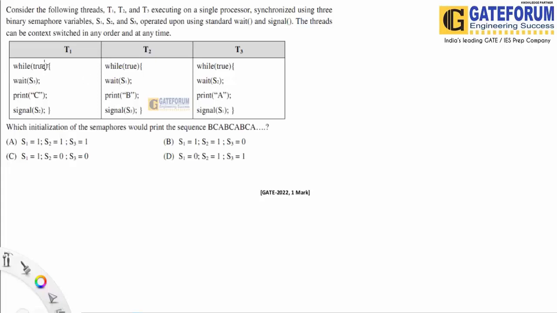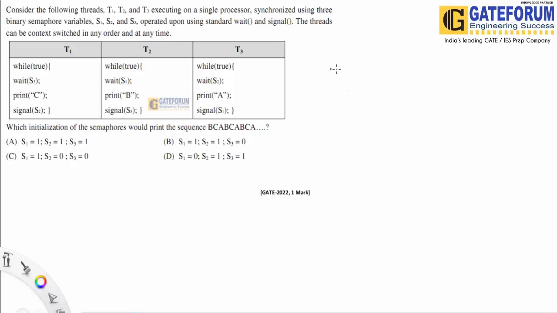The question is something like this. You are given the threads T1, T2, T3 executing on a single processor, synchronized using three binary semaphores S1, S2 and S3, operated upon by the standard wait and signal. The threads can be context switched in any order at any time. T1 is handled by S3, T2 is handled by S1, and T3 is handled by S2. Which initialization of the semaphores will build the sequence BCA, BCA, BCA?